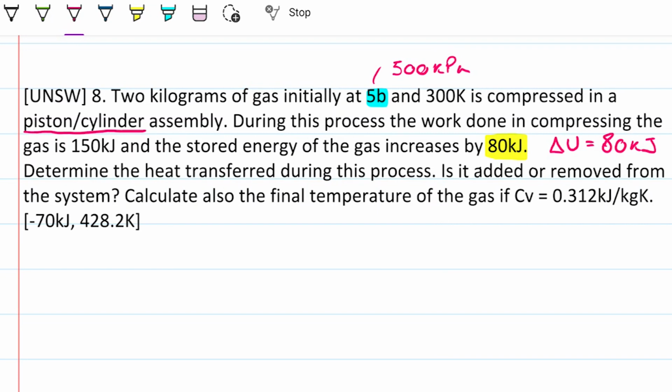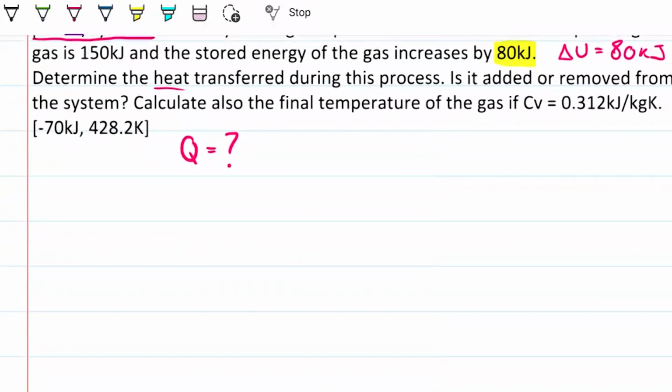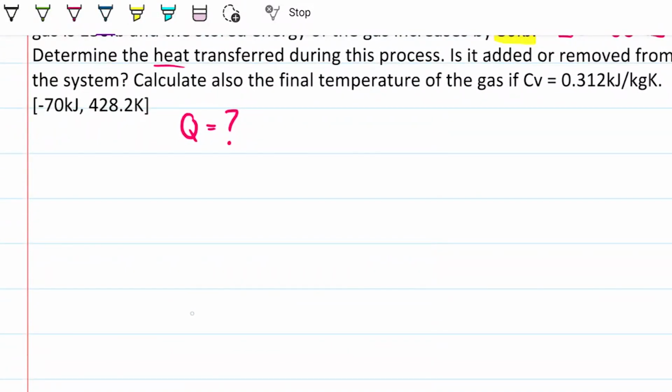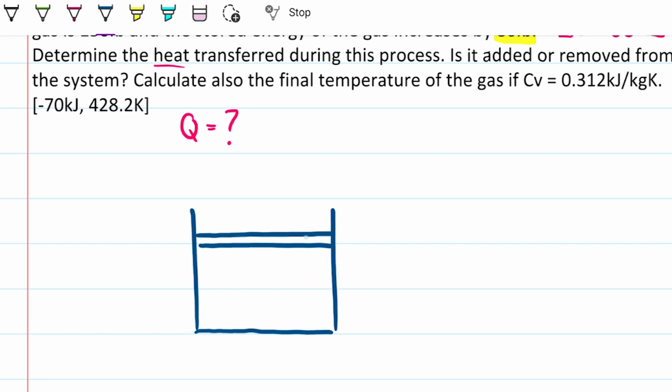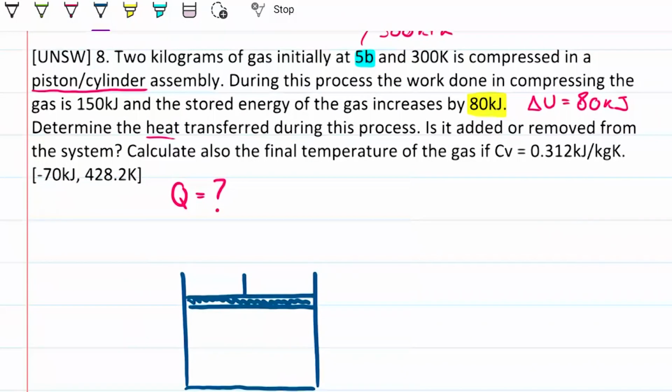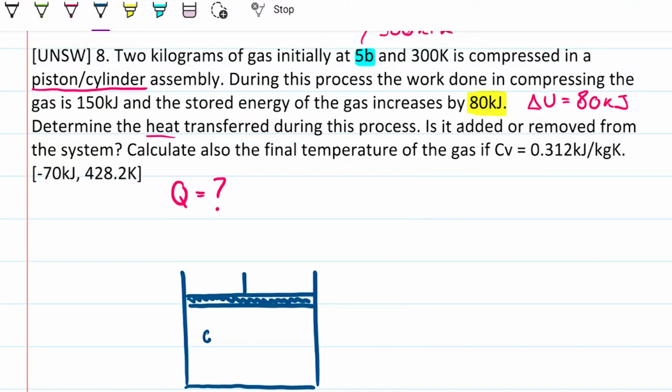So we are to find the heat transfer during the process. They want Q, to tell whether it's entering or leaving the system, and also to calculate the final temperature. Let's draw real quick what we have. Here is my piston cylinder device with a gas in it. We don't know which gas this is, so I'll just put gas here, and we know there are 2 kilograms of it.